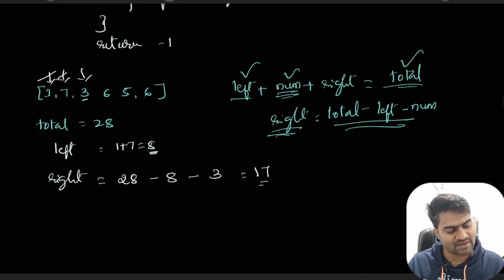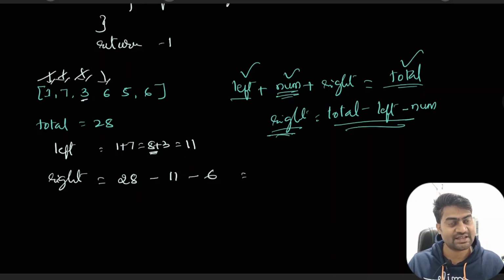Now what I will do, I will add this number here, 8 plus 3, it is equal to 11. Okay. Then I will move to next number. Now I am at 6. Okay. So now if you see, 28 minus left, which is our 11, then current number is 6. What is the answer? It is 11. Now if you see, left and right are same, correct, right? So this is our pivot index.